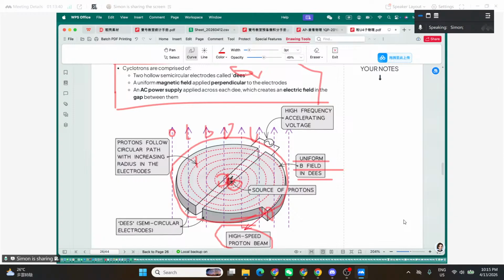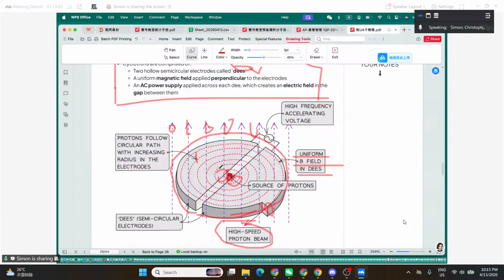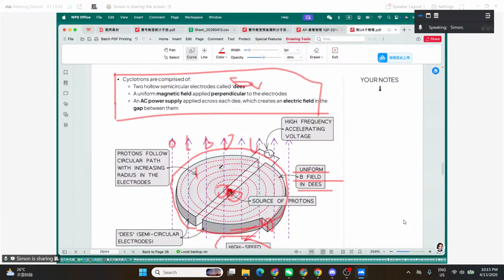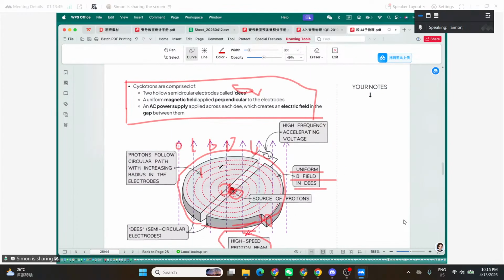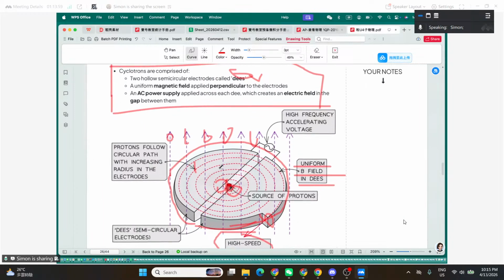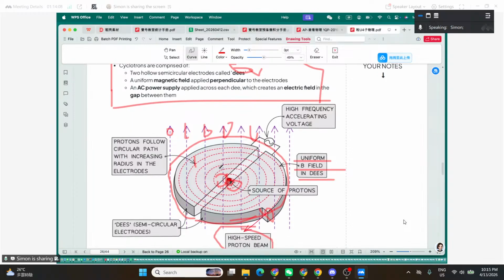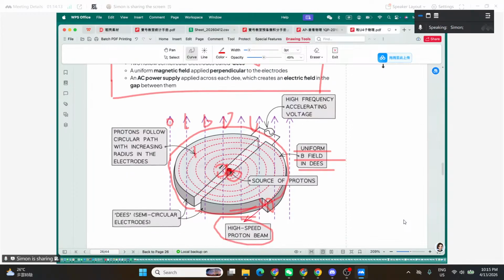Now you understand? Okay, so this is just a simple graph to describe how the charged particle is accelerated, or how the charged particle is deflected in the magnetic field. As for the production of the magnetic field and the charged particle, the electric field is produced by another apparatus. Understand?